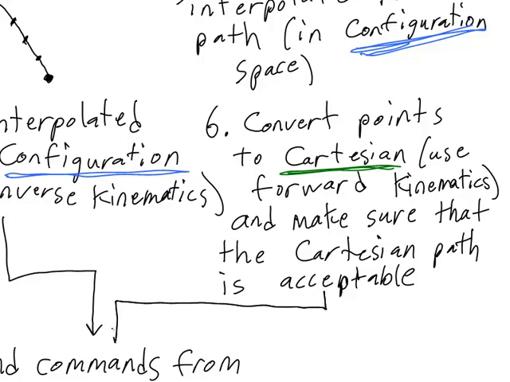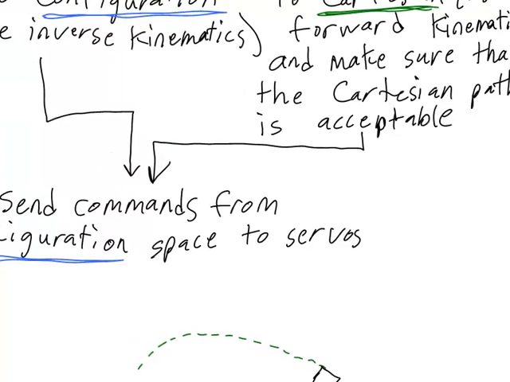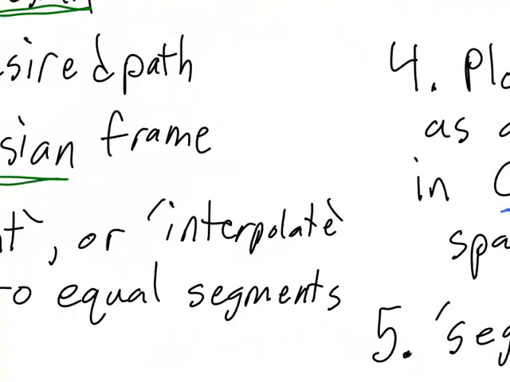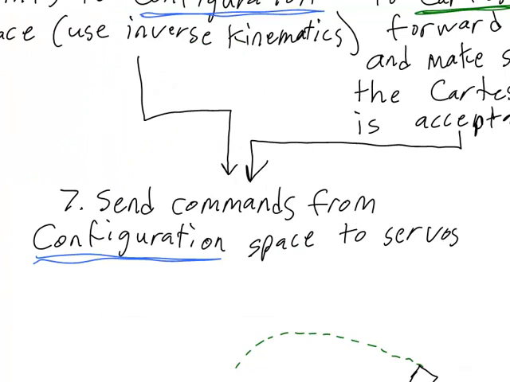In any case, the last step of this process is the same as the last step of the previous process, which is that we send the commands from the configuration space to the servos. We only did this conversion of the points to Cartesian so that we could make sure that the path is acceptable. The points that we actually send as commands to the servos are still the points that are in configuration space, since that is the space that tells us the values of each of the joint variables.